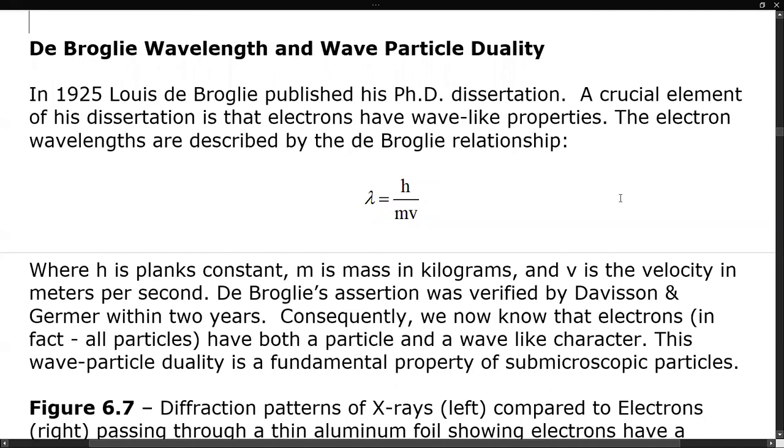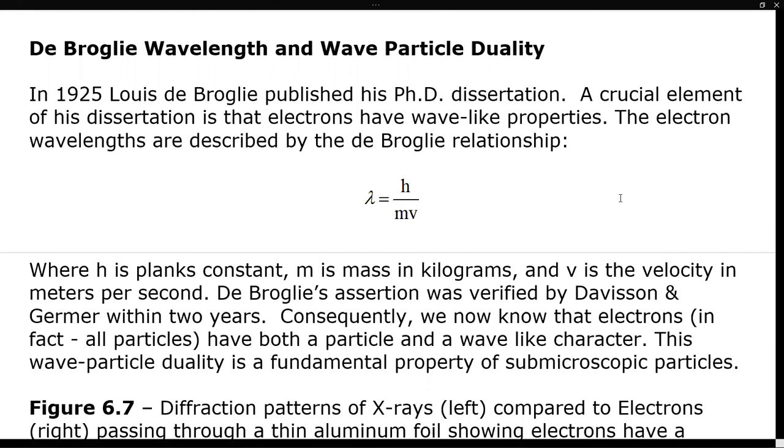Now, in 1925, Louis de Broglie comes along and publishes his PhD dissertation. In it, he assumed that electrons, which are definitely particles and not light, had wave-like properties. And he proposed this relationship: the wavelength is equal to Planck's constant divided by the mass and the velocity, where h is still Planck's constant, m is mass in kilograms, and v is the velocity in meters per second.